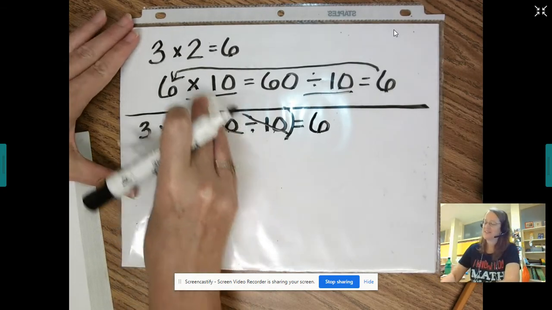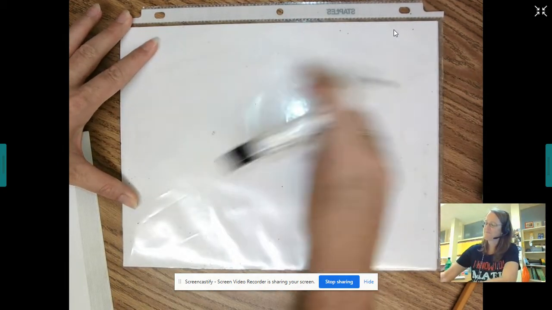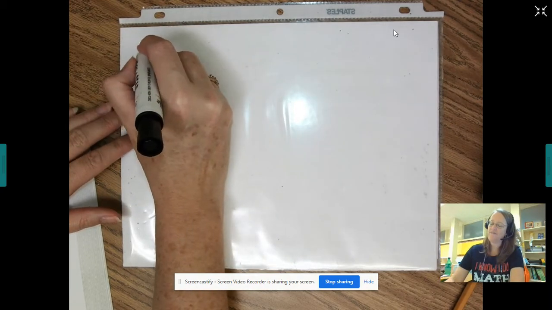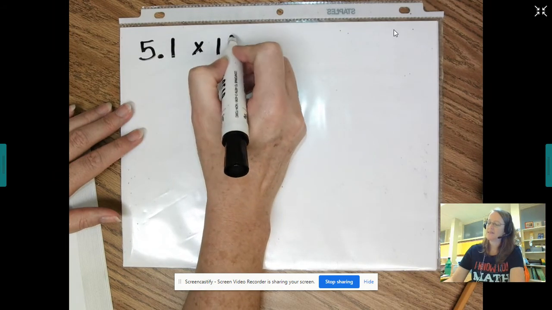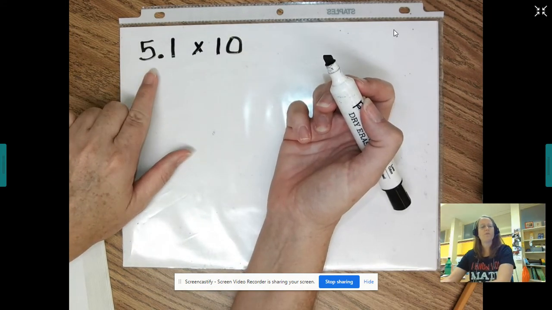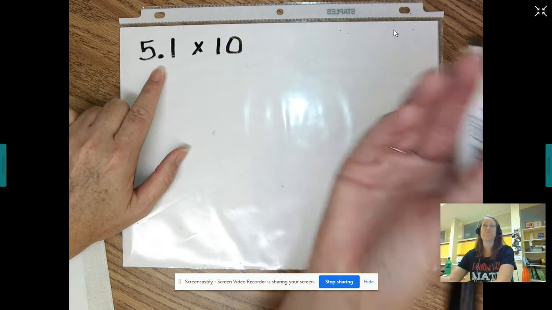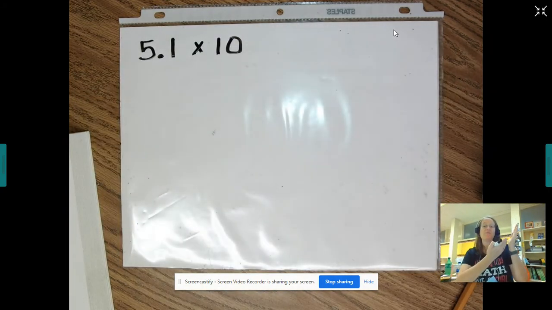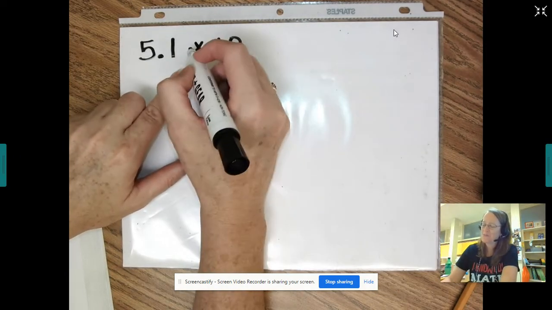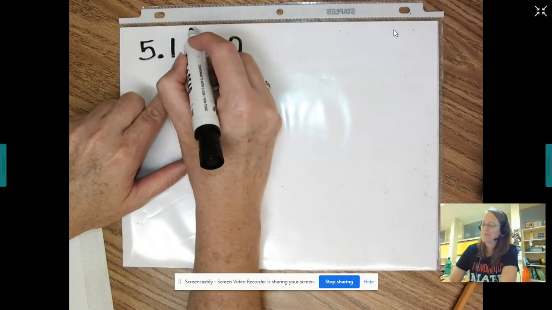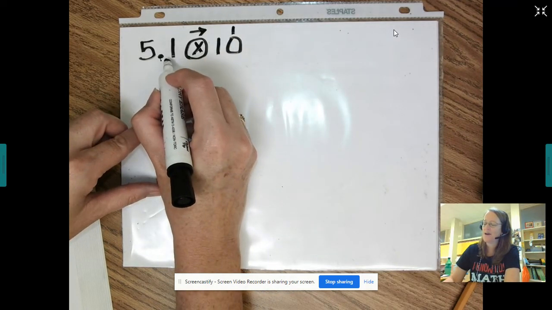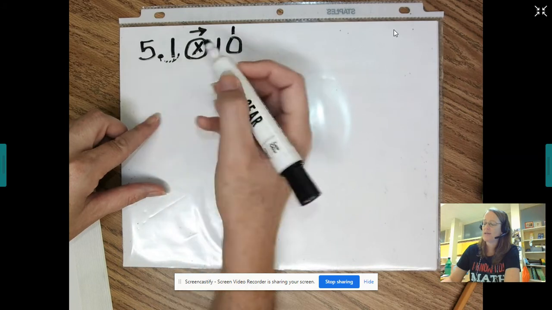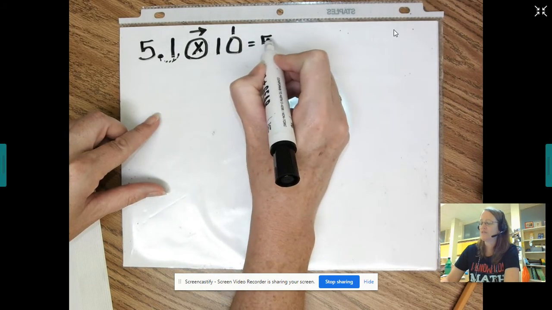So, take a look at this one. What if I had 5 and 1/10 times 10? What would 5 and 1/10 times 10 be? Well, we're going to multiply, so the multiplication sign tells me to move to the right one time. I'm going to move that decimal one time to the right. 5 and 1/10 times 10 equals 51.